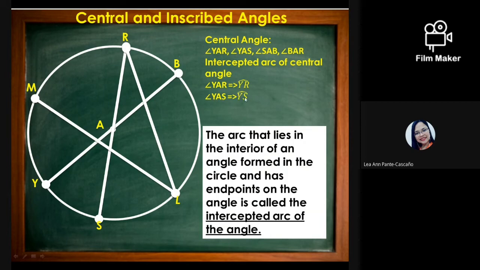So you have arc YS. Tingnan nga natin, YAS. At ito yung ating intercepted arc. Same thing with SAB or arc SB. Pwede rin namang arc BS. Pareho lang po yun. Meron din po tayong angle BAR or angle RAB. That is also the same. At ang corresponding arc or the intercepted arc is arc BR.